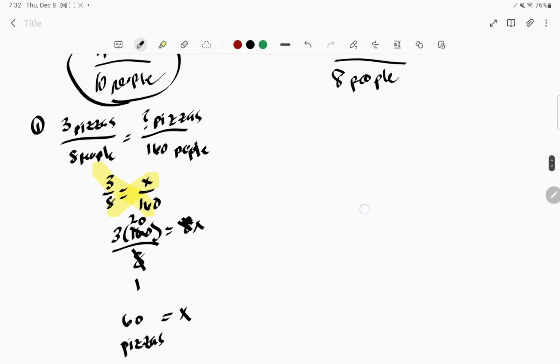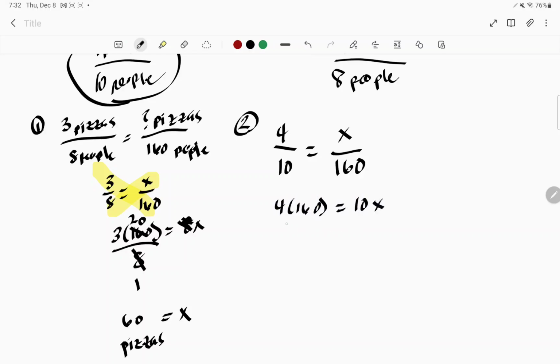So on number 2, we're using 4 to 10, and we want to know for 160 people how many pizzas should we order. So we set up just like this, and then we cross multiply, so it'd be 4 times 160 is equal to 10x. So we're going to divide out that 10 here. And when you divide out a 10, that turns into 1, and then that's 16. So 4 times 16, that's 64.